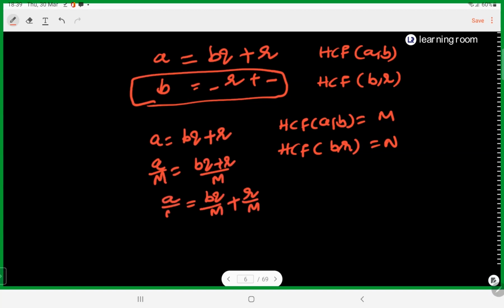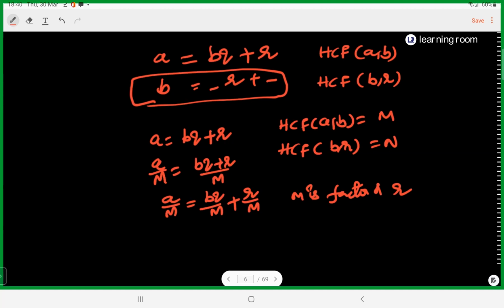So A by M is an integer or not? Because M is the HCF of A comma B, it's a common factor of A, right? So A by M must be an integer. So what about BQ by M? It's an integer. So then R by M also must be an integer. So it says that M is a factor of R. Right? So M is a factor of R, M is a factor of B also. So M is a common factor of B comma R.